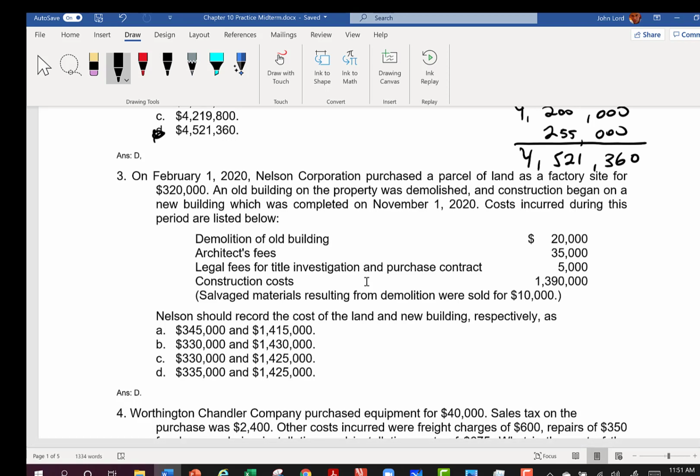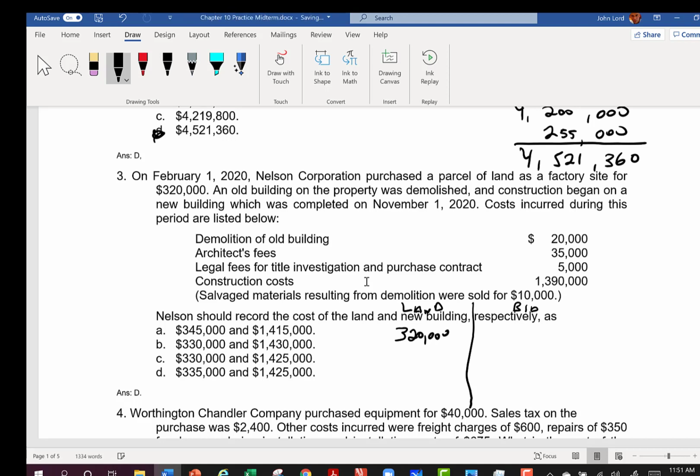what constitutes the cost of the land versus the cost of the building? So we're going to have to go through, and it's kind of like answering two questions in one here. So I'm just going to put land here, okay, and building here. Okay, and I'm just going to go ahead and grab the costs that go to each of these. So what happens? Well, we have on February 1st, 2020, Nelson Corporation purchased a parcel of land as a factory site for $320,000. So whatever you pay for that land outright is part of the cost of the land. Got to pick up that $320,000.